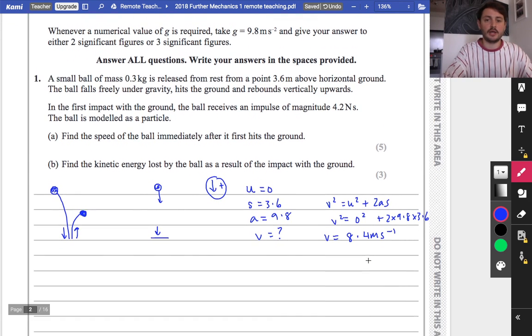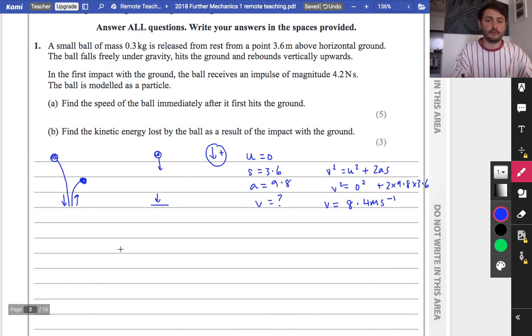So now we know that it receives an impulse of 4.2. When it hits the floor, it receives an impulse in this direction. It previously was going at a speed of 8.4, and we know that it is going to rebound with a different v this time, and we want to find out what this speed is over here.